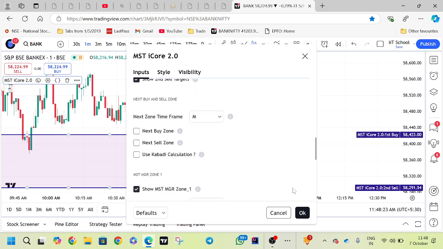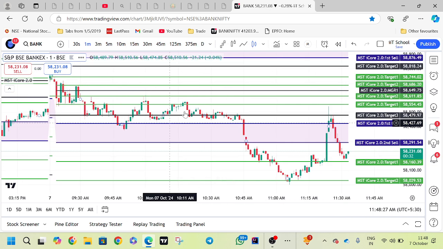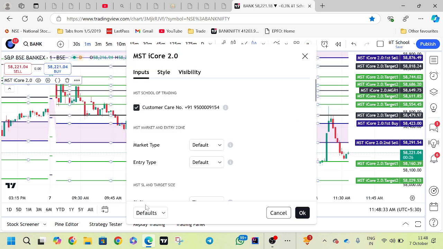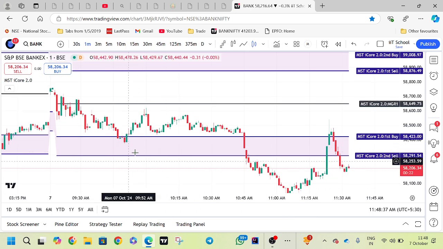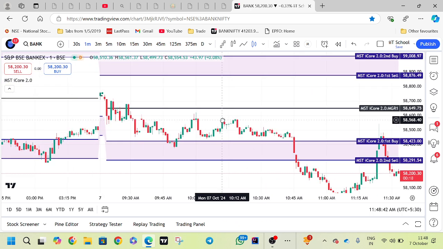Now what will happen, you know? See here, all the lines will be visible like this. So it will not be clear and crisp. That's why I have made only 2 lines visible once the market has opened. It will show you this zone and mid zone. That's all. Okay, hope this is clear.